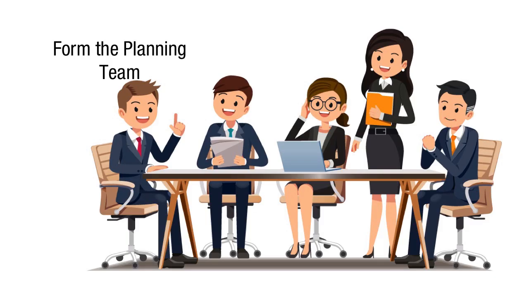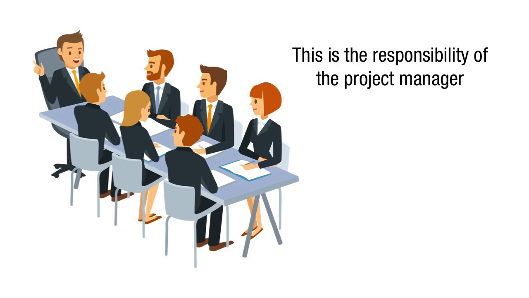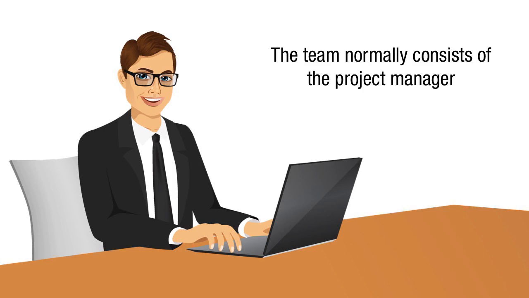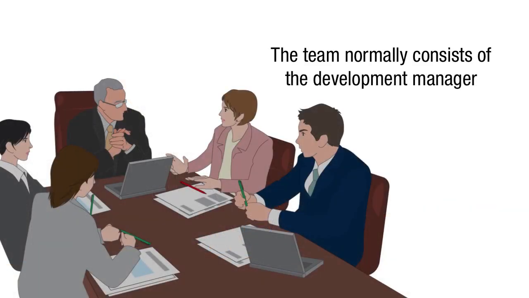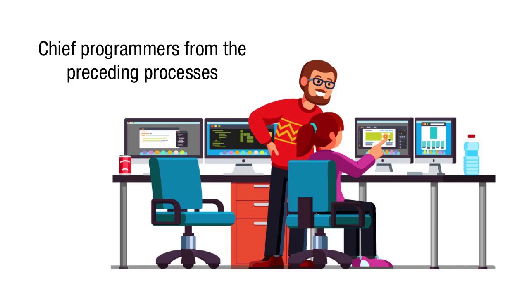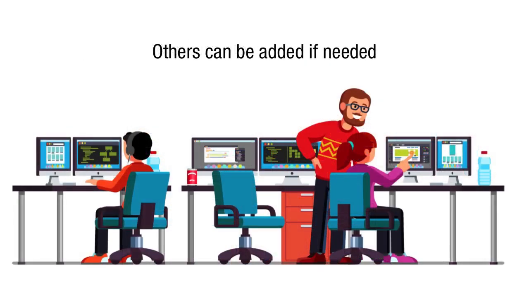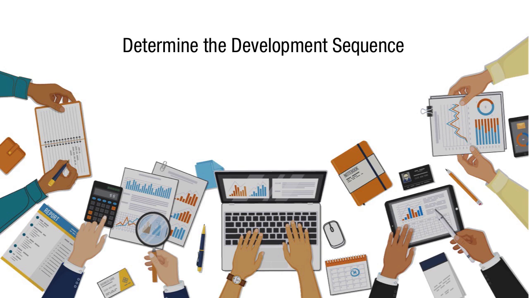Tasks. Form the planning team. This step is required. This is the responsibility of the project manager. The team normally consists of the project manager, the development manager, and the chief programmers from the preceding processes. Others can be added if needed. Determine the development sequence. This step is required.